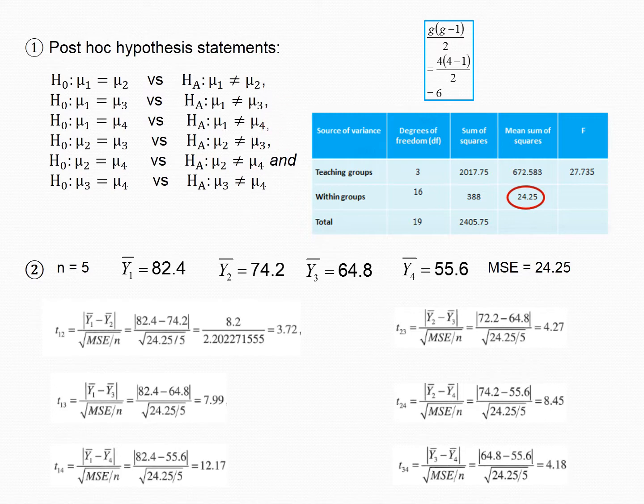Then in step 2, we need to calculate the test statistic for each of these post-hoc tests. Our MSE was 24.25, and we had 5 observations within each group. So the calculation below the line will stay the same each time. It's just the absolute difference of the group means that will change. So for instance, for group 1 and 2, I'm going to take 82.4 minus 74.2. If I calculate the test statistic for group 2 and 4, then I'm going to take 74.2 minus 55.6, etc. And I do that for all 6 test statistics.